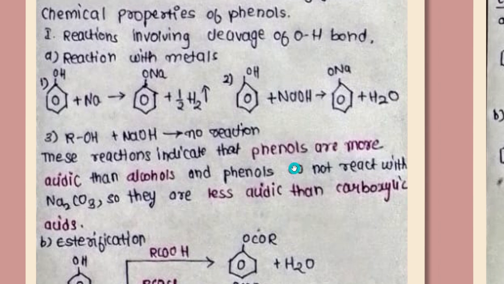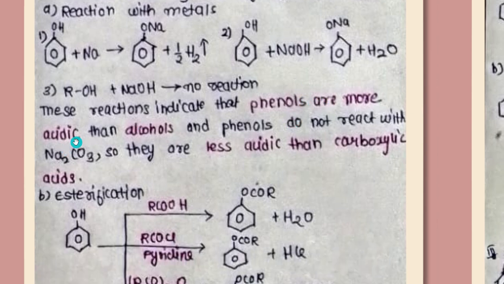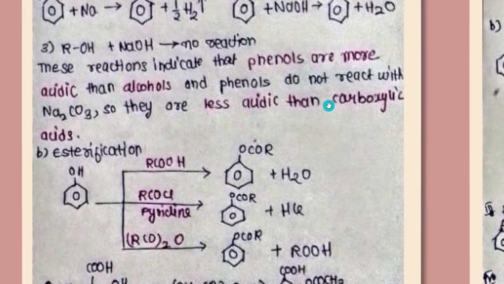So, these reactions indicate that phenols are more acidic than alcohols, and phenols do not react with Na2CO3. Phenols do not react with sodium carbonate. So, they are less acidic than carboxylic acids, which means that carboxylic acid can react with sodium carbonate as well, right? But phenols do not. So if we want to write the order of acidic character, carboxylic acids are more acidic, and after that comes phenols, and the least acidic are alcohols.